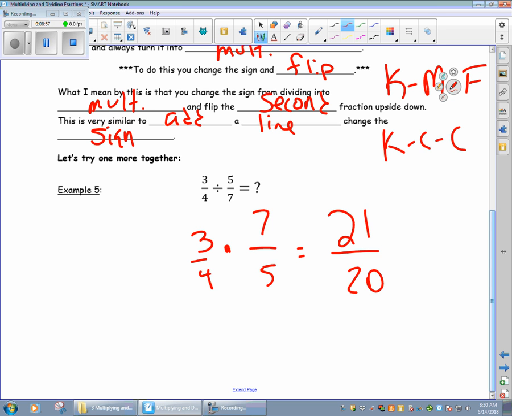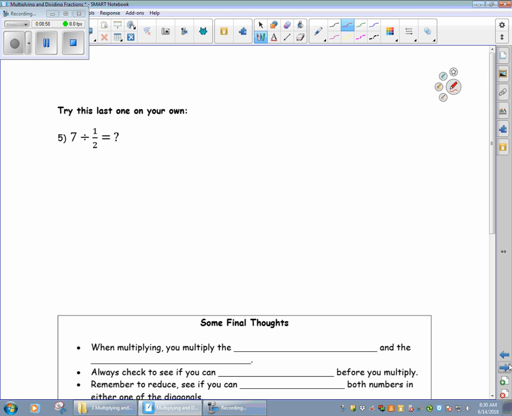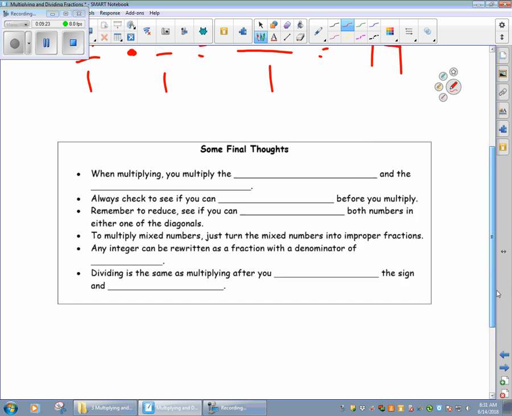And that's really it. So on the next page, I have you guys trying 1. Try this one last, pause it, and then unpause it when you're done, and then we just need to do some final thoughts. All right, hopefully that was enough time, so I'm going to make it 7 over 1. 7 over 1 is kept. You multiply, and then you flip that to 2 over 1. Can't pre-reduce, but you get 14 over 1, which is just 14. Nice job.